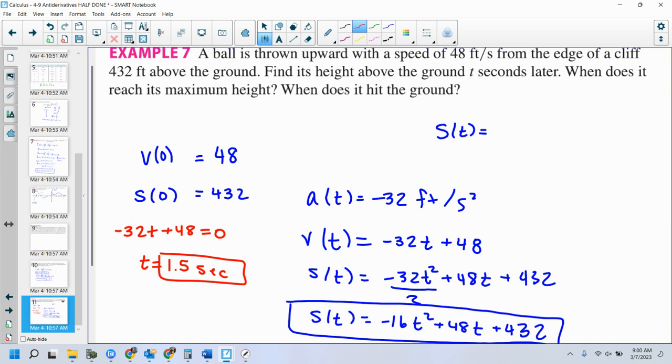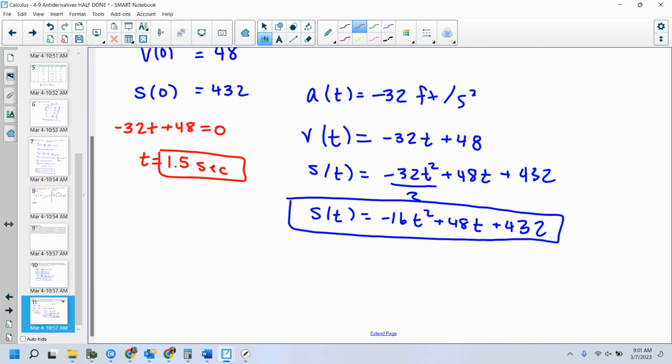Why do you say numbers? Interesting. And then I say, well, when does the ball hit the ground again? I think I'm stuck here. Do I have to do quadratic? I think I have to do the quadratic formula.